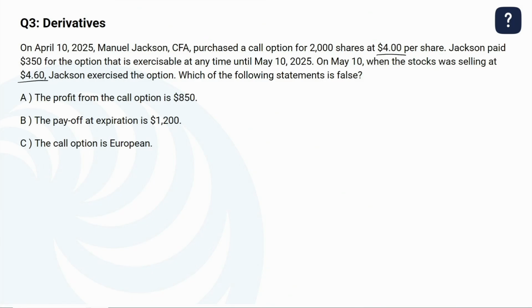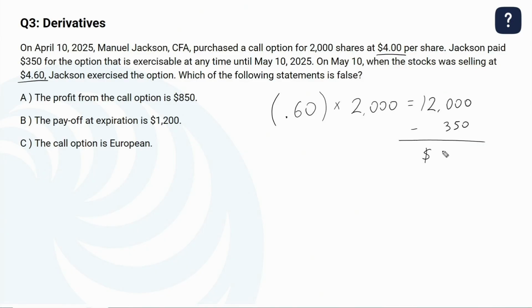Stock is trading at $4.60, so we know it's 60 cents in the money times 2,000 shares, which would be $1,200. That's the intrinsic value. We need to back out the premium paid, which is $350. So the profit for this trader is going to be $850.